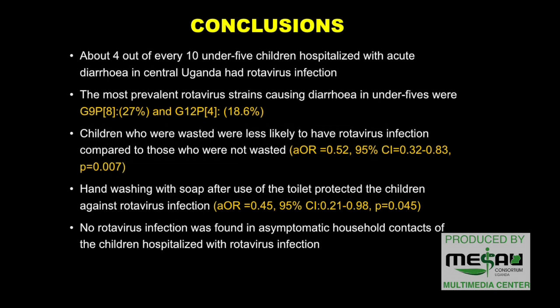So in conclusion, about 4 out of every 10 under-5 children hospitalized with acute diarrhea in central Uganda had rotavirus infection. The most prevalent strains causing diarrhea in under-5s were G9P8 and G12P4. The children who were wasted were less likely to have rotavirus infection compared to the ones who were not wasted. Hand washing with soap after use of the toilet protected the children against rotavirus infection. And we saw no rotavirus infection in our asymptomatic household contacts.